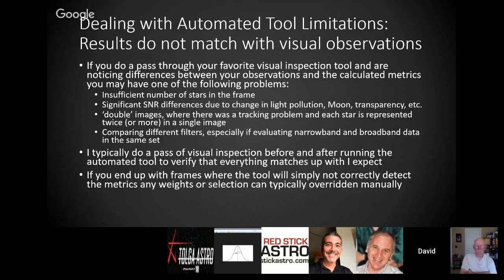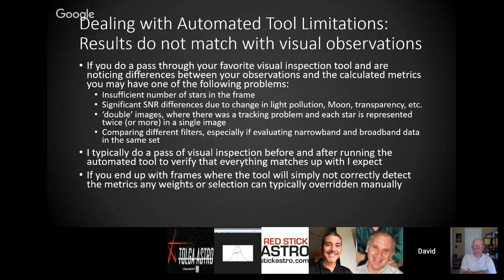So try to limit those things. If you're doing different filters, try to do them in sets, all the same filters, or at least separate out your narrowband and broadband data, right? If you have all these other issues with signal-to-noise ratio differences, try doing some of the things we talked about before, like making small stacks from your light polluted data. If you have too few stars in the frame, sometimes the tools are just not going to work, right? They kind of need a certain number of stars. Various tools need different amounts to work appropriately.